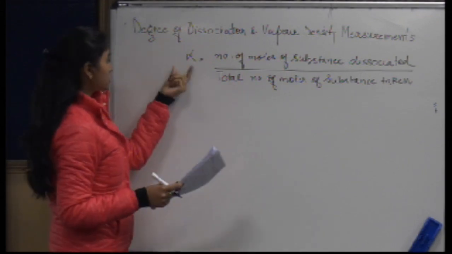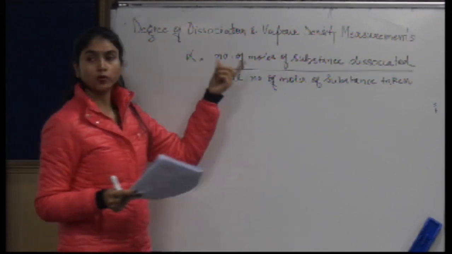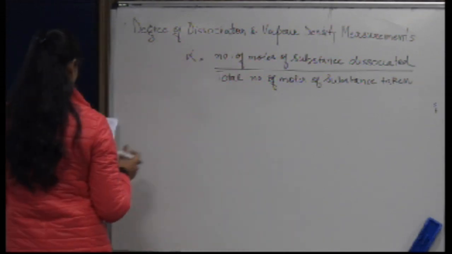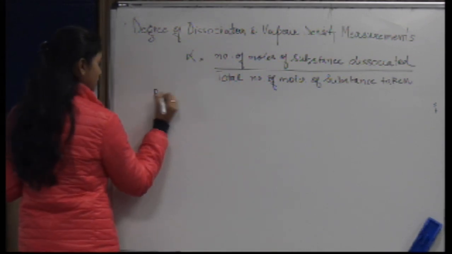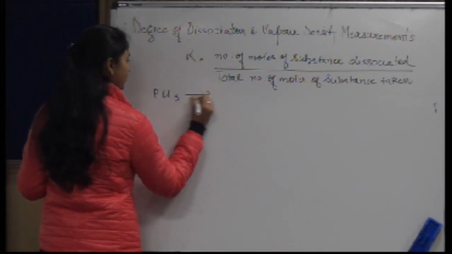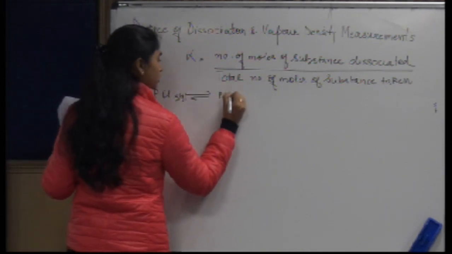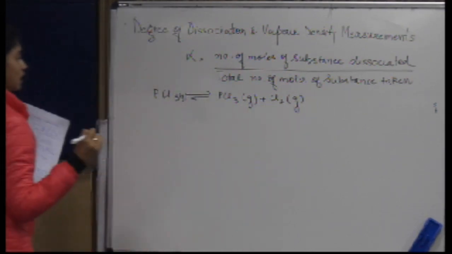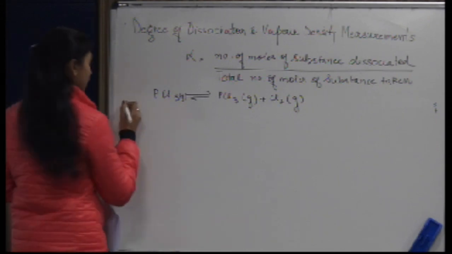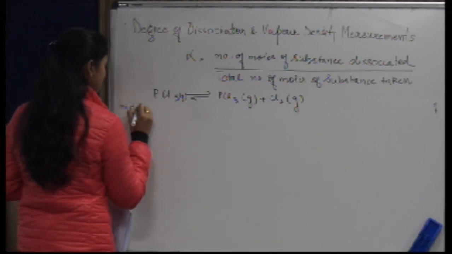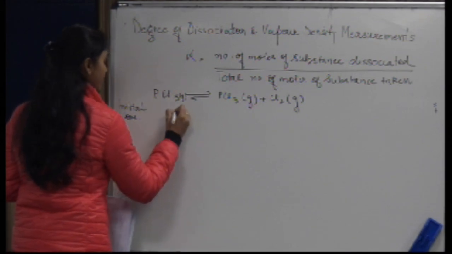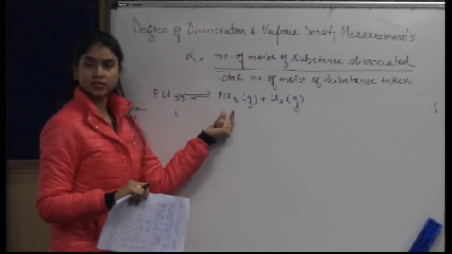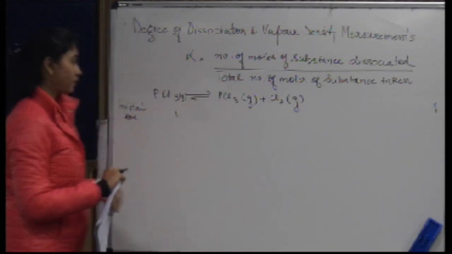Now, instead of taking the number of moles, we are going to use vapor density to calculate your degree of dissociation. Let us consider that PCl5, which is in gaseous state, undergoes dissociation to give PCl3 and chlorine gas. So this is how the dissociation is happening. If the initial concentration of PCl5 is 1, I am just assuming it to be 1 mole, 1 mole is undergoing dissociation to give 1 mole of PCl3 and 1 mole of Cl2.